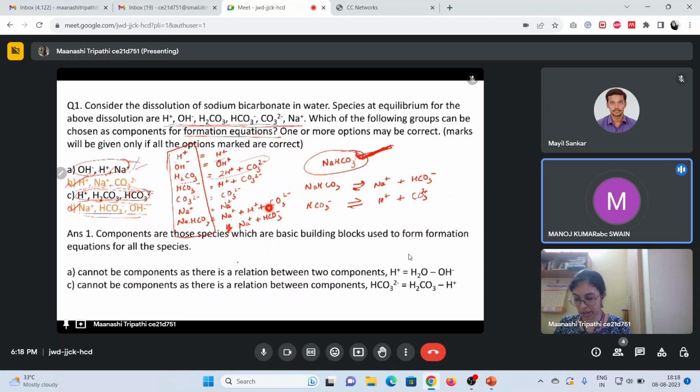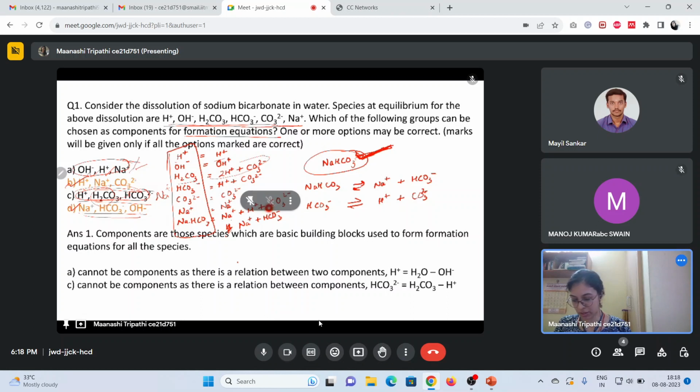And the same in option C. There is no sodium. From option C, you can make bicarbonate and carbonic acid, that is H2CO3, but you cannot make anything with sodium. If there were an option of sodium, then this option would be correct. But in the others, you can make anything. I hope you understood. Yes, I understand. Thank you so much.